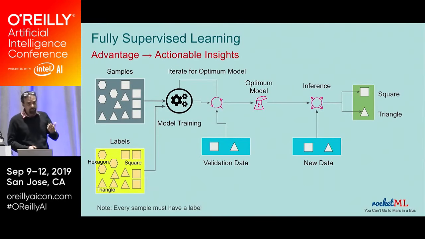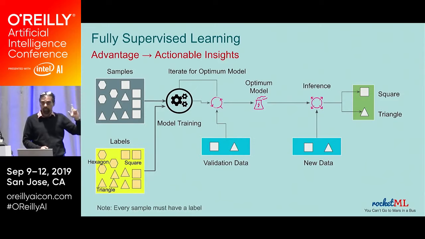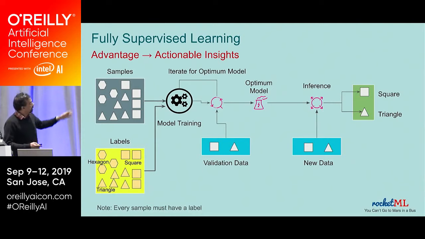You have a sample. Sample means you have one image or one text tag, one line of tabular data. That's what sample means. And then for every sample, you have to have a label. That is fully supervised. And you put the labels into a learning algorithm, which is called model training. And you iterate the parameters within that learning model to come up with an optimal model. You validate it, accept the optimal model, put it into inferencing, and test it on new data, and you have a solution. That is a production grade solution. That's the flow chart of fully supervised learning.